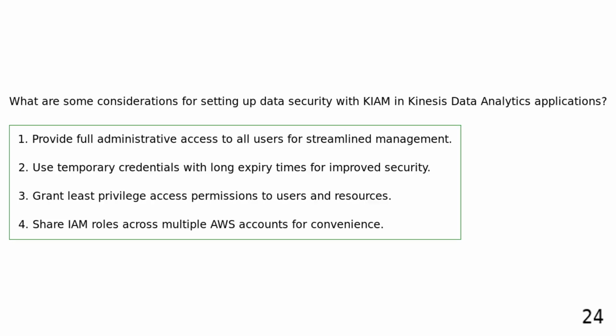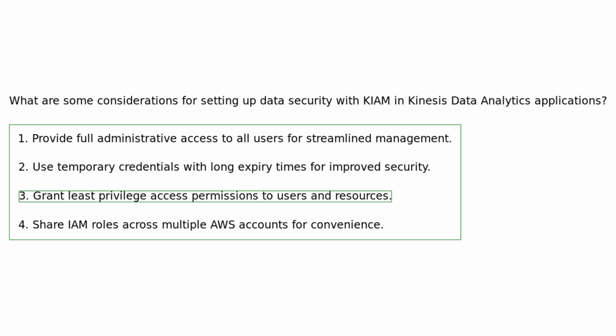What are some considerations for setting up data security with IAM and Kinesis data analytics applications? Provide full administrative access to all users for streamlined management. Use temporary credentials with long expiry times for improved security. Grant least privilege access permissions to users and resources. Share IAM roles across multiple AWS accounts for convenience. IAM best practices involve granting only the necessary permissions to users and resources to minimize security risks.